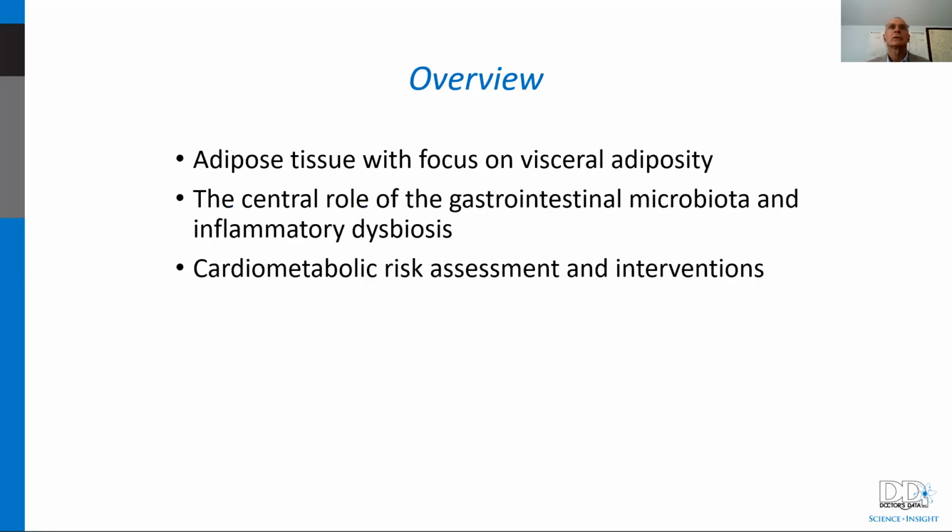So just as an overview, today I'm going to address adipose tissue with focus on the visceral adipose tissue, the VAT. Then we're going to talk about the central role of the gastrointestinal microbiota and inflammatory dysbiosis, and then tie it together with a look at cardiometabolic risk factor assessment, and of course, with interventions.